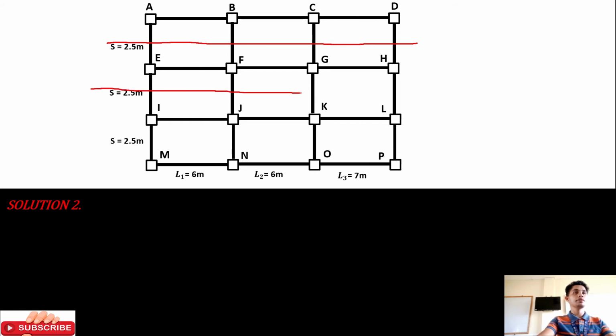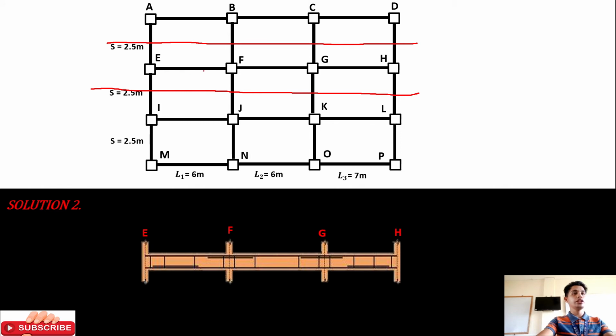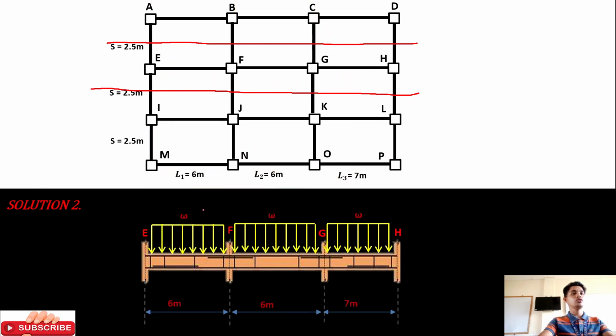Center ng load. Since ang binigay sa atin is kilopascal, diba? Ibig sabihin pressure yun. So, kailangan natin siya i-convert into kilonewton per meter. So, ito yung ating beam EFGH. Meron tayong 3 span. So, yung length is 6 meters, 6 meters, tsaka 7 meters. Yung load, kailangan natin computin yung W.